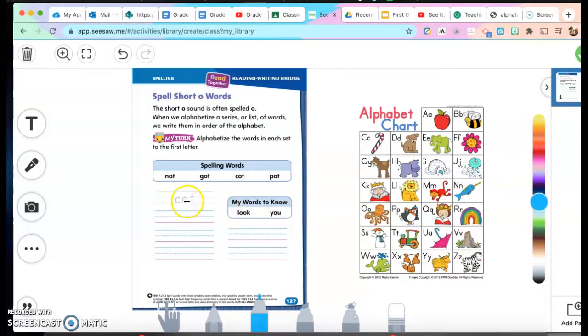So the first word is already done for us, right? And that is the word caught. I can look at my alphabet chart and I know that the letter C comes before P, it comes before G, it comes before N, it comes before L, and it comes before Y. So that's going to be our first word. So we would trace the word caught, right?